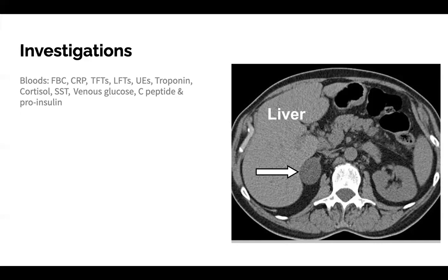LFTs and U&Es will give you an indication about whether the kidneys or the liver have decompensated to cause this derangement. And troponin if they've complained of chest pain, which can be an underlying cause of DKA. If the patient's got low blood sugars, it's important to consider checking their cortisol, particularly at 9 a.m. And if it warrants it, then doing a short synacthen test, which I'll talk about a little later.